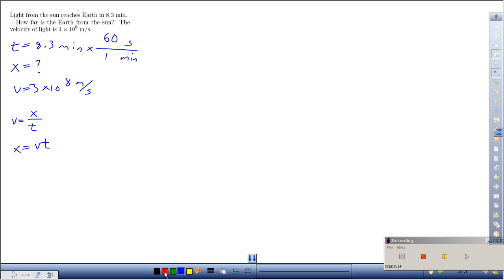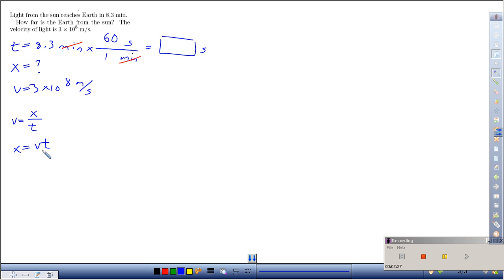Now I can see that my units are going to cancel out, so minutes is on the bottom here, and minutes is on the top up there, so I can get rid of them. Now, if I have 8.3 times 60, that's going to give me some number of seconds. So that is my time, is that many seconds. Now I've got meters per second and seconds. So now I can use my equation.